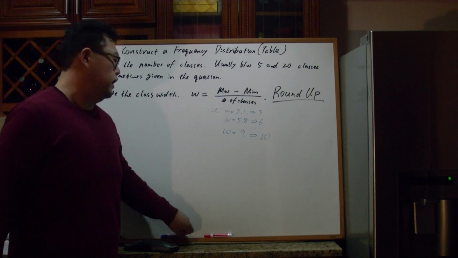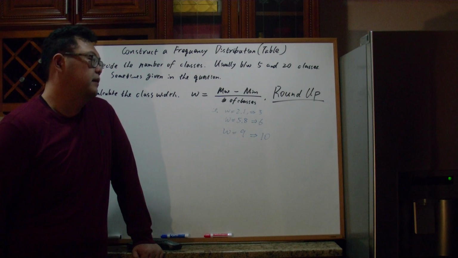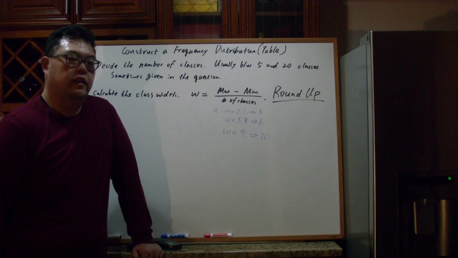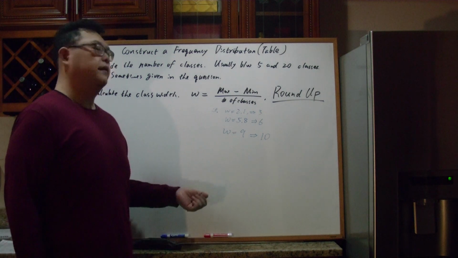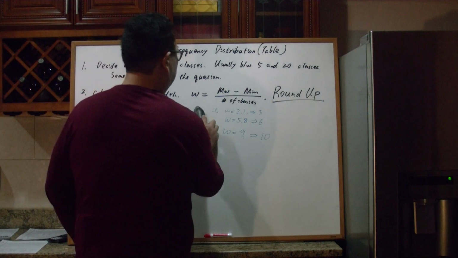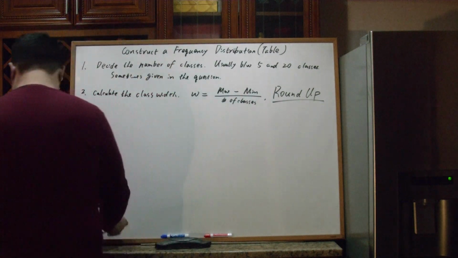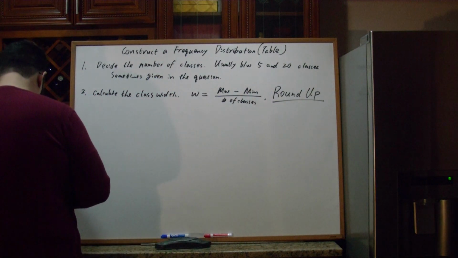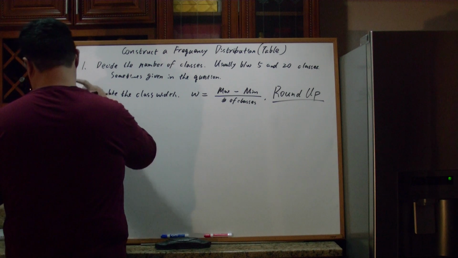We do this in order to cover every data point in the data set. Sometimes it may not. If we don't round up and we get a whole number, it will not cover every data point from the data set. So always round up. Right, the third step is to pick the starting point.